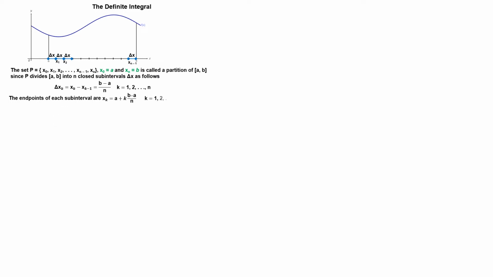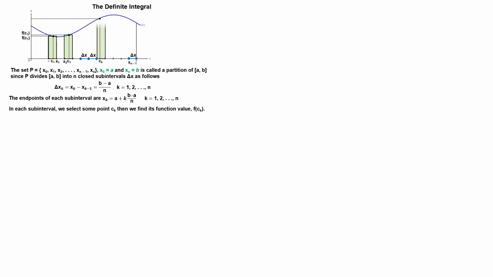In each subinterval, we select some point. The point chosen is called c sub k, and then we find its function value, f of c sub k. This point, c sub k, will define the height of the rectangle in each subinterval. Note as well that these points do not have to occur at the same point in each subinterval. However, they are usually the left endpoint, right endpoint, or the midpoint of the interval.